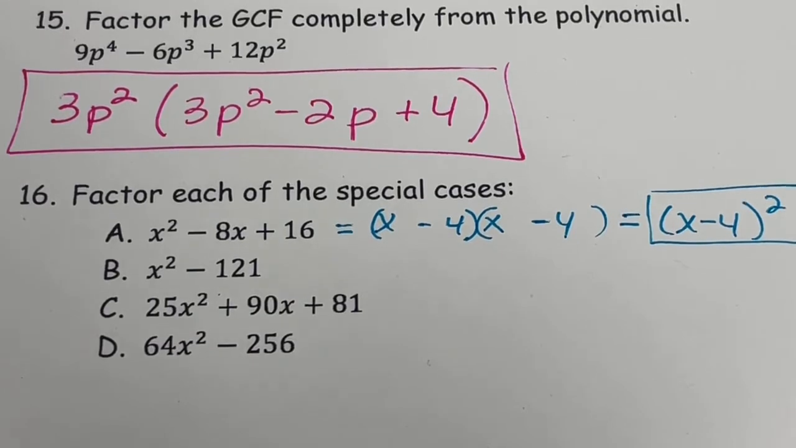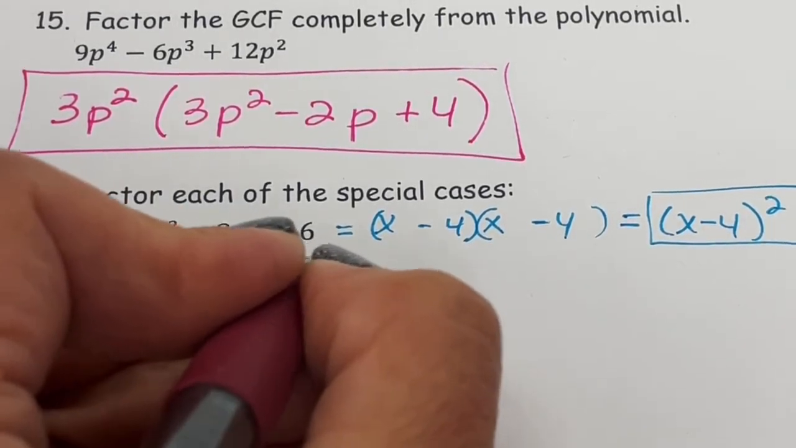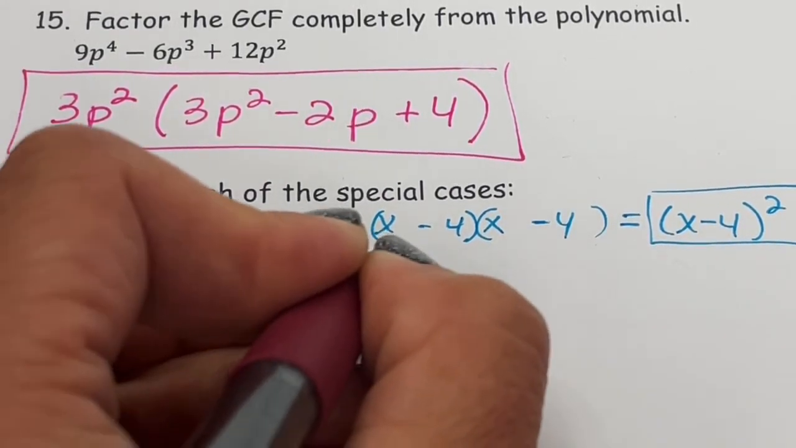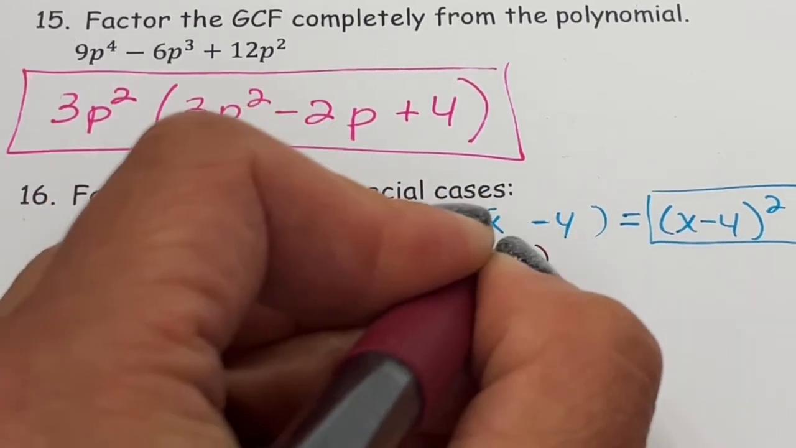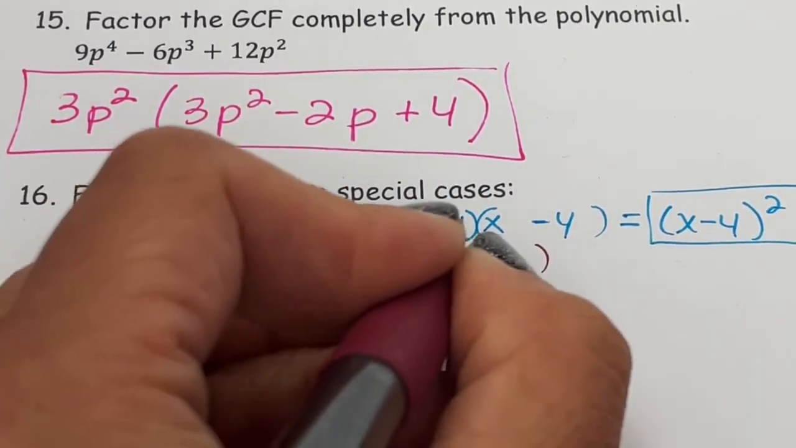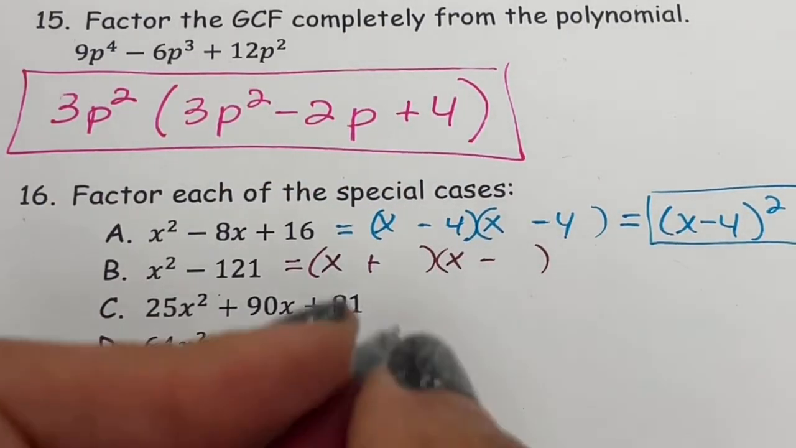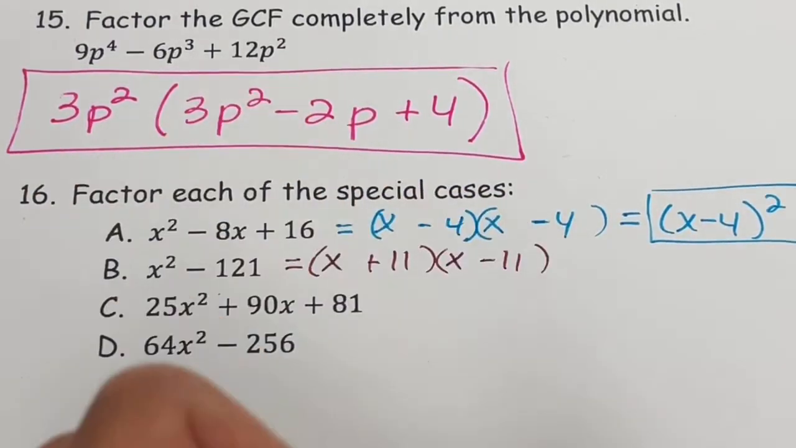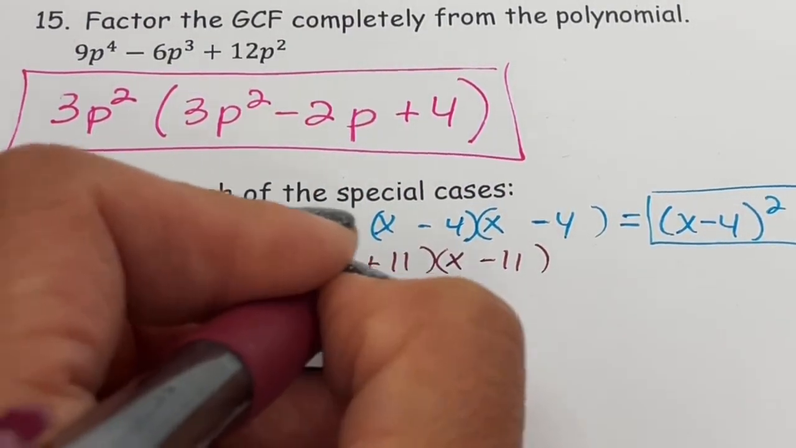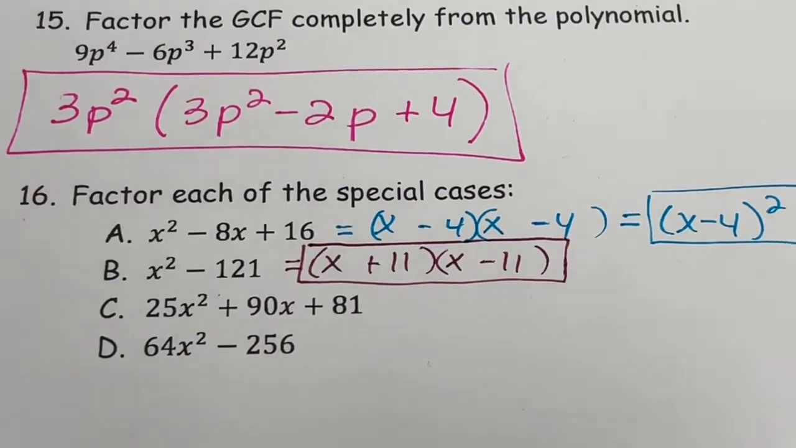Letter B, that looks like a difference of two perfect squares. So one's going to have a plus, one's going to have a minus. The square root of x squared is x. The square root of 121 is 11. So x plus 11, x minus 11. And we can't simplify that any further, so that's it.